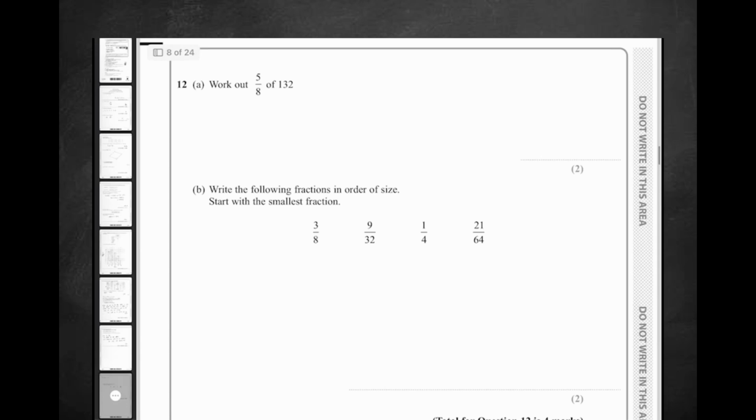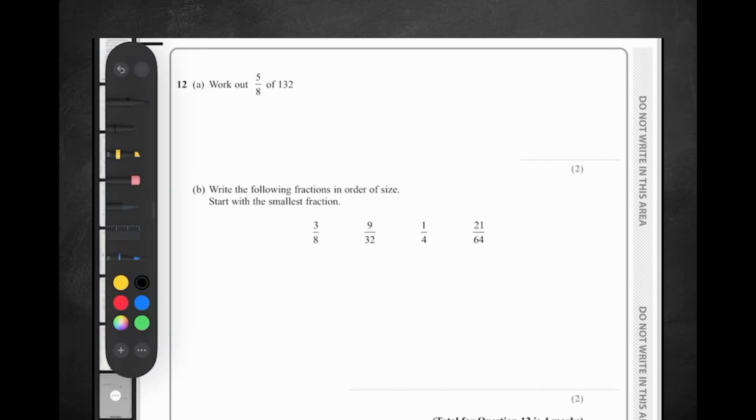Question 12. Work out 5/8 of 132. So all we would need to do is 132 divided by 8, which I'll do on my calculator, 16.5, and then 16.5 times 5, 82.5.